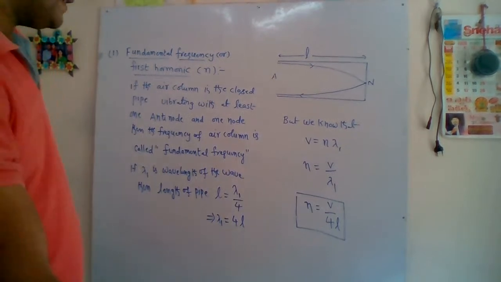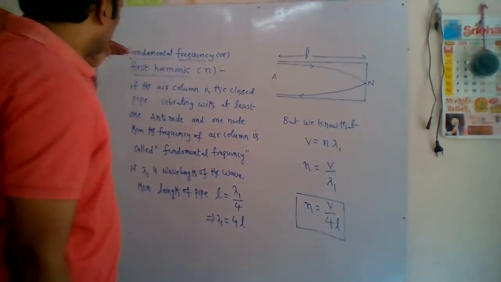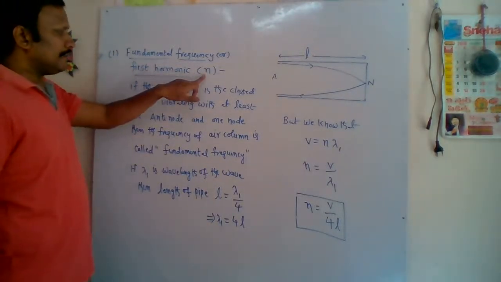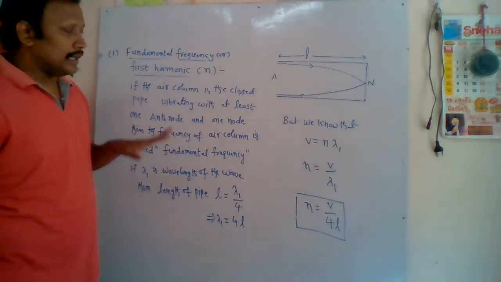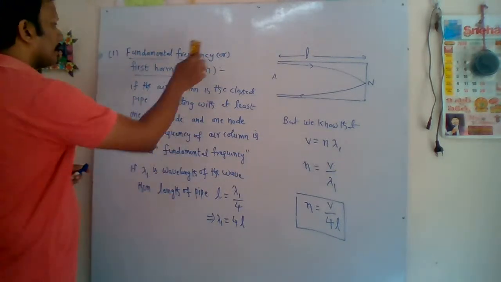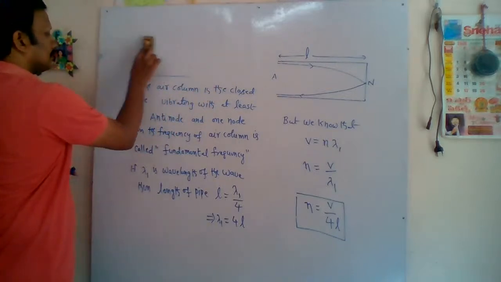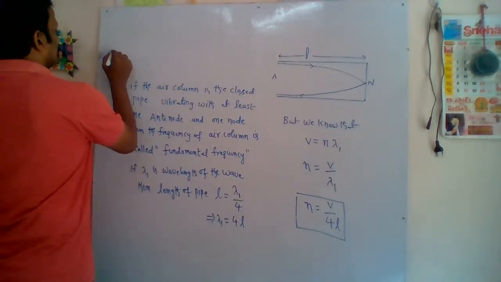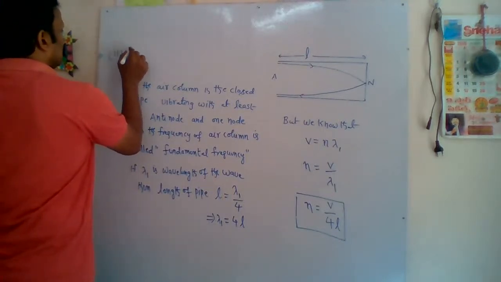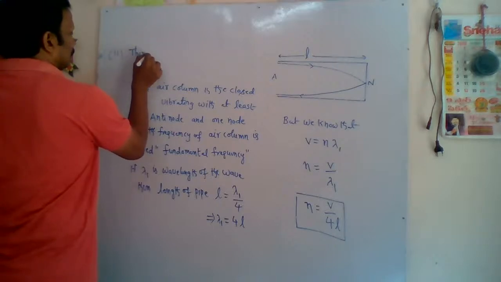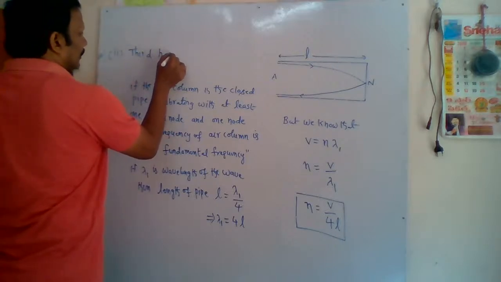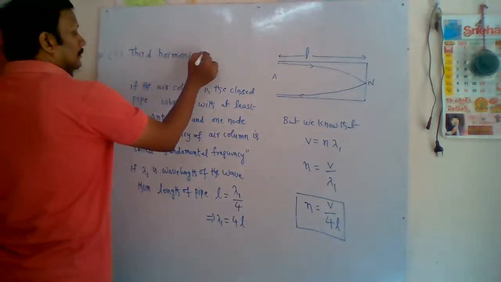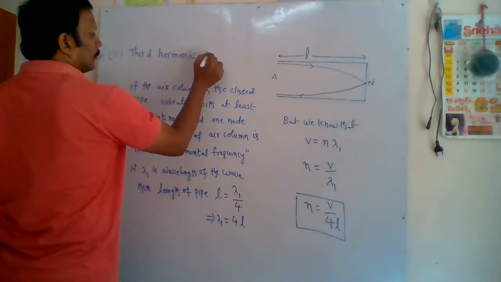Okay, next one, same pattern. This is the fundamental frequency or first harmonic, indicated with n, so n is equal to V by 4L. Next, the second one is the third harmonic. Third harmonic means what?